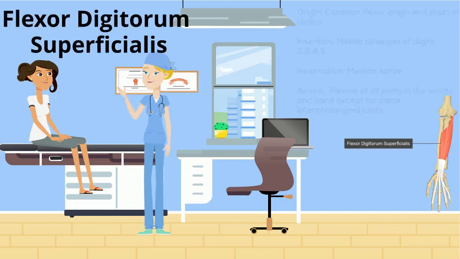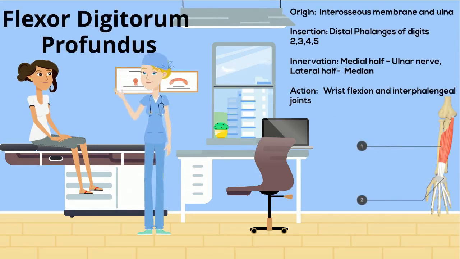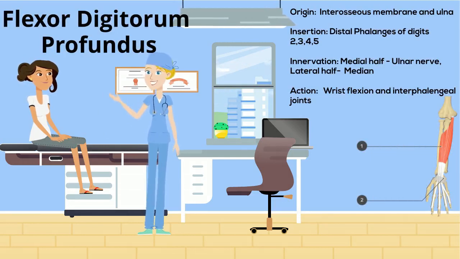In the middle layer, we have the flexor digitorum superficialis. It originates at the common flexor origin and shaft of the radius. It inserts on the middle phalanges of digits 2, 3, 4, and 5. Innervated by the median nerve, its actions are flexion of all joints in the wrist and hand except for the distal interphalangeal joints.